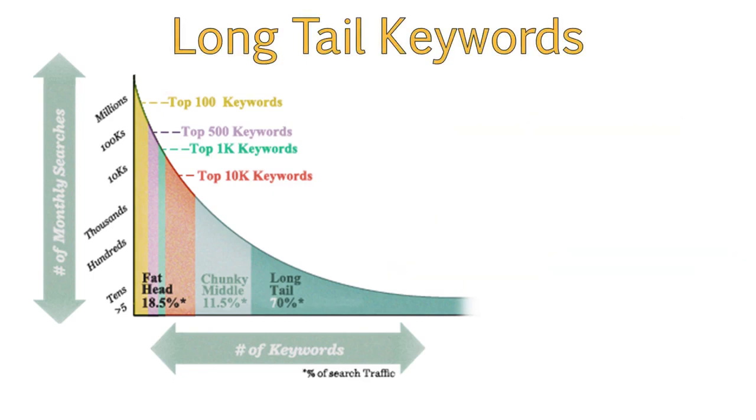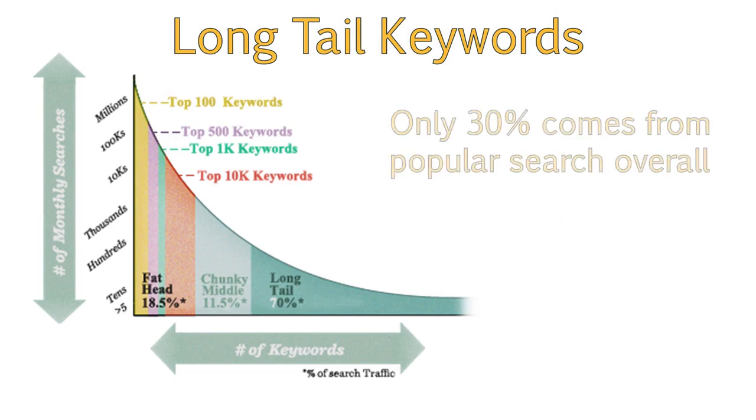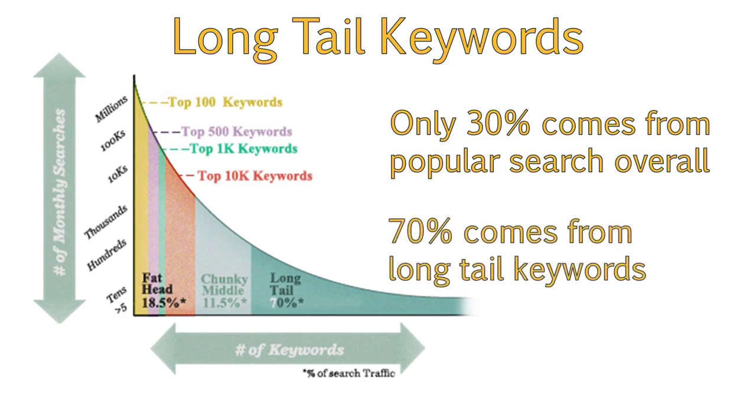For example, ranking for the keyword laptops might seem like a great idea, but popular search terms like this actually make up less than 30% of the overall searches performed online. The remaining 70% of queries are what are known as long-tail keywords, or keywords that are longer and more specific.